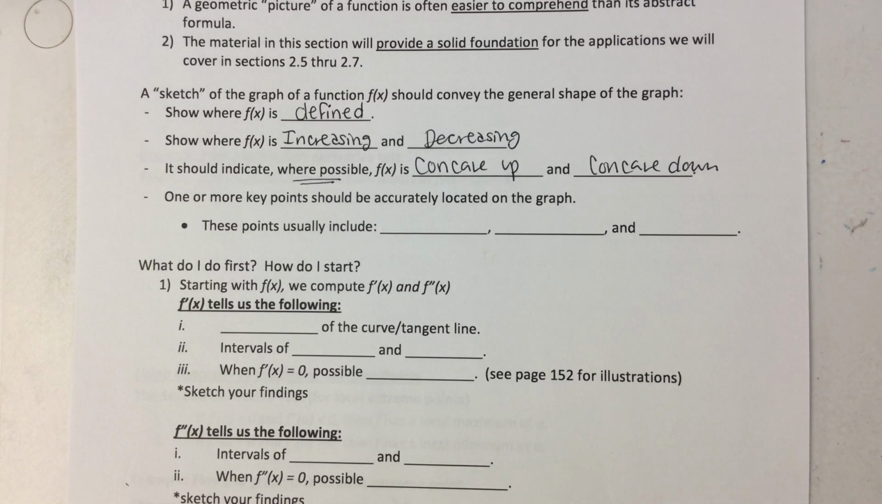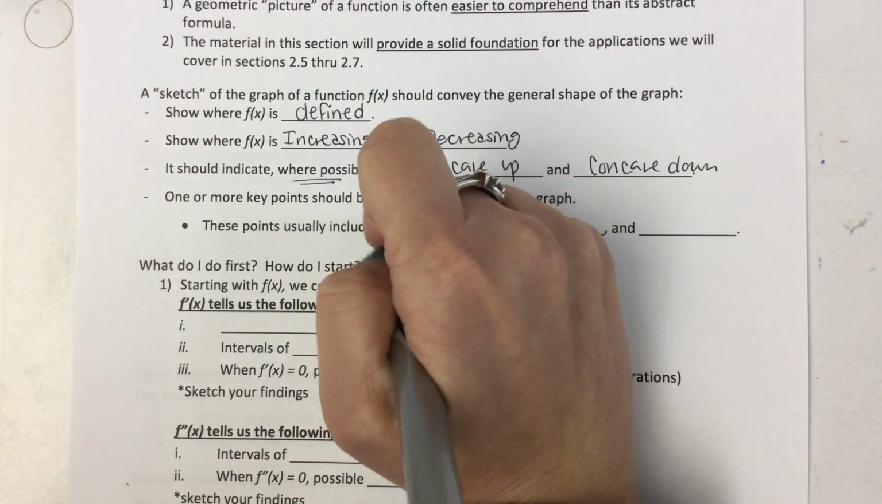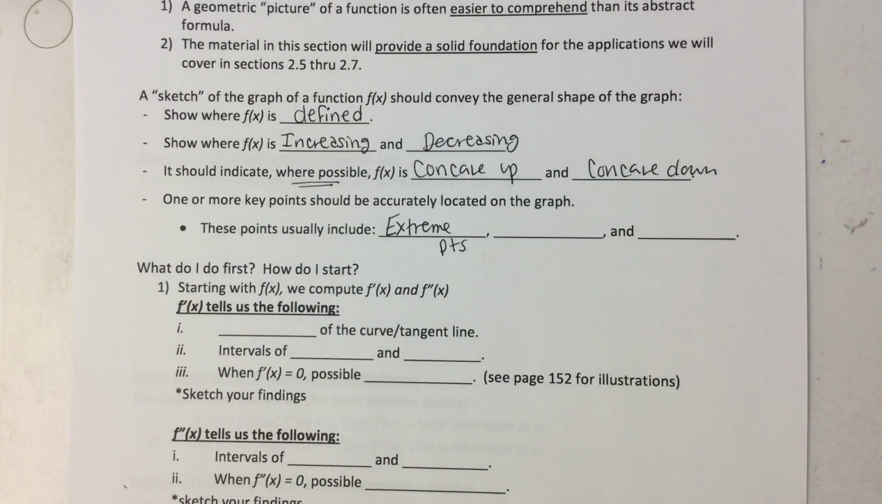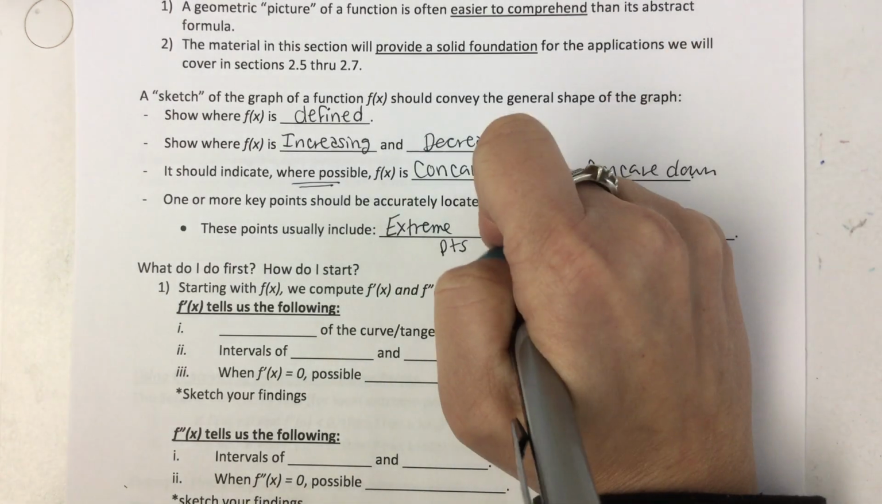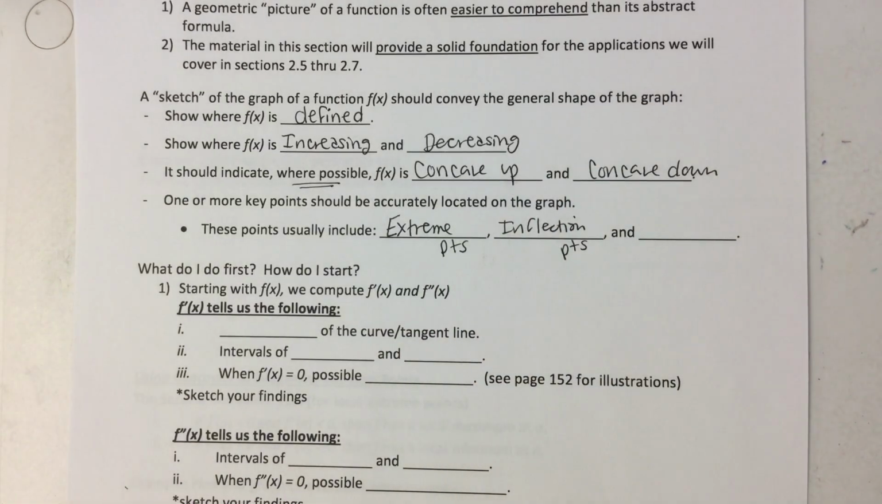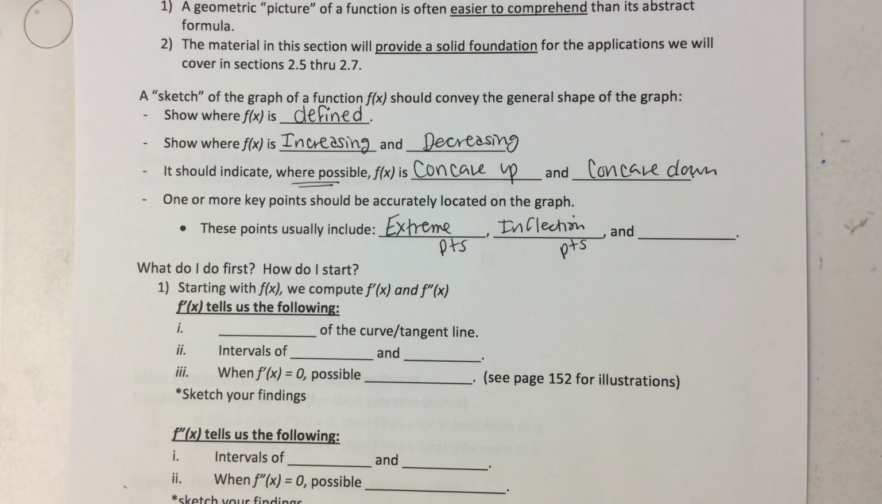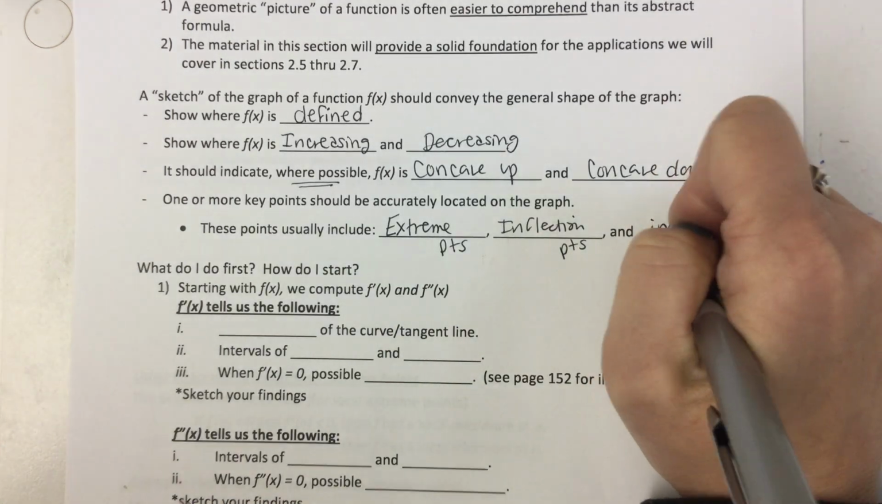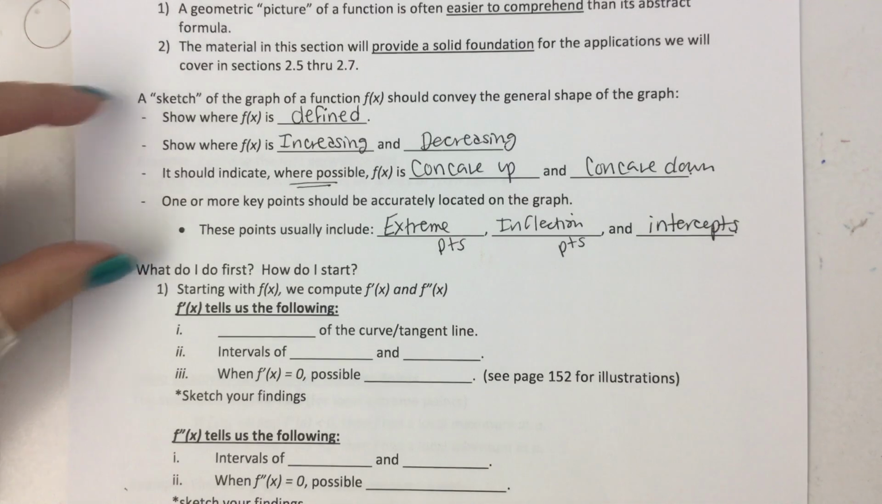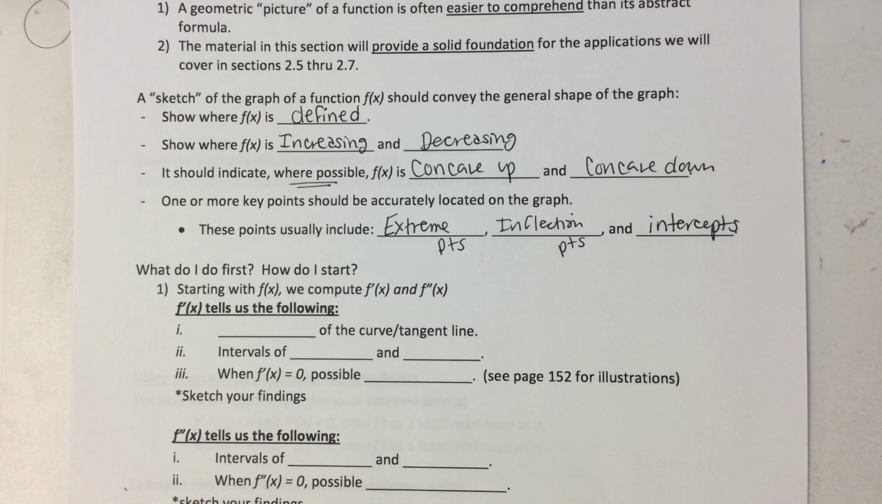One or more key points should be accurately located. So other things that you want to show besides where it is defined, increasing, decreasing, concave up, concave down. The other points that you want to include, if you can, are any extreme points. And remember, extreme points are maximums, minimums, and they can be relative or they can be absolute. Inflection points. And remember, inflection points are the exact moment that it switches from concave up to concave down or vice versa, okay? And any intercepts. Those can be x-intercepts, they can be y-intercepts. But putting all of this stuff together, you're going to get a pretty darn good shape of the graph.